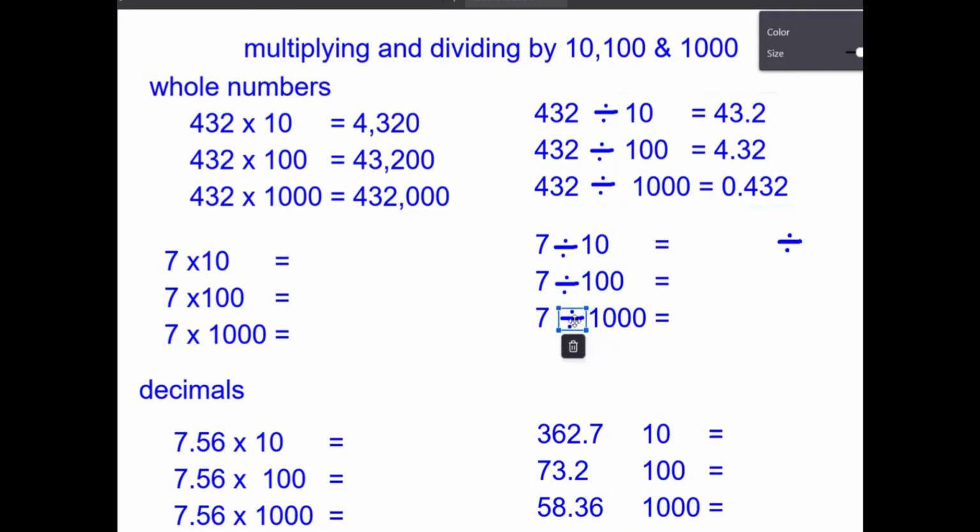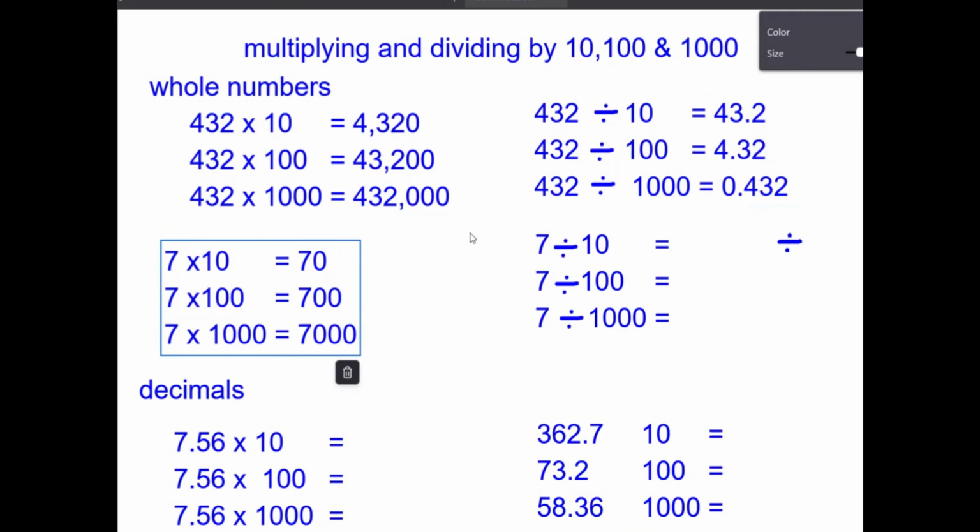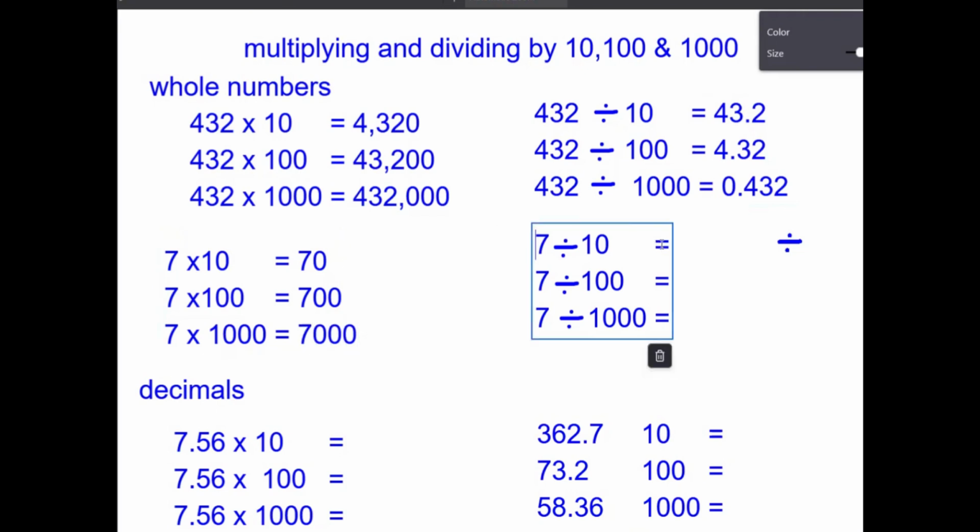After that, when we multiply a one-digit number, we still stick to the same idea. This will be 70, this will be 700, we put two zeros to it, and this one we put three zeros, so it's going to be 7,000. When we divide by 10 and we have 7 divided by 10, we count one digit and put the decimal point, and this will be 0.7.